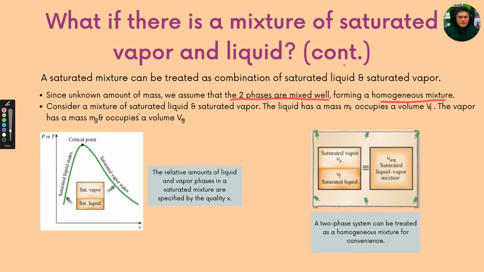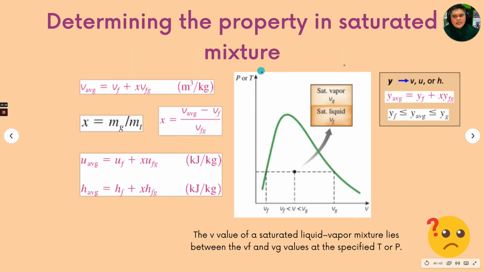Considering a mixture of saturated liquid and saturated vapor, the liquid has a mass mf and occupies a volume Vf. The vapor has a mass mg and occupies a volume Vg. This is where we are going to use the phase diagram to help us determine the quality. Looking at the next slide, I think this is the slide where we stopped last time.